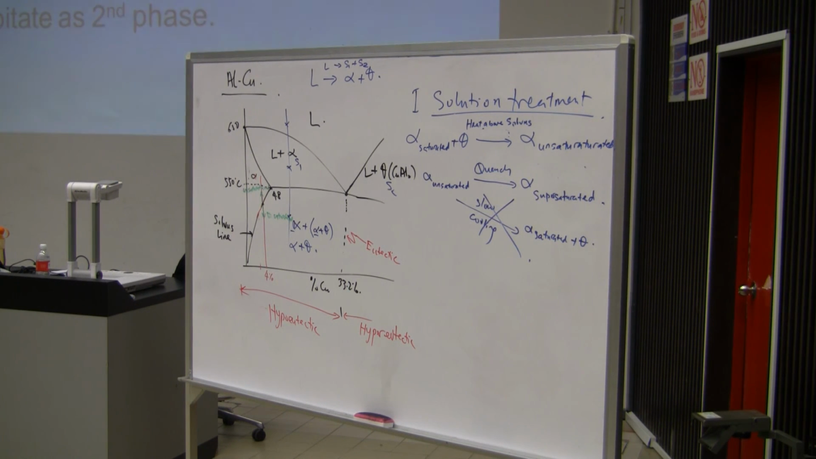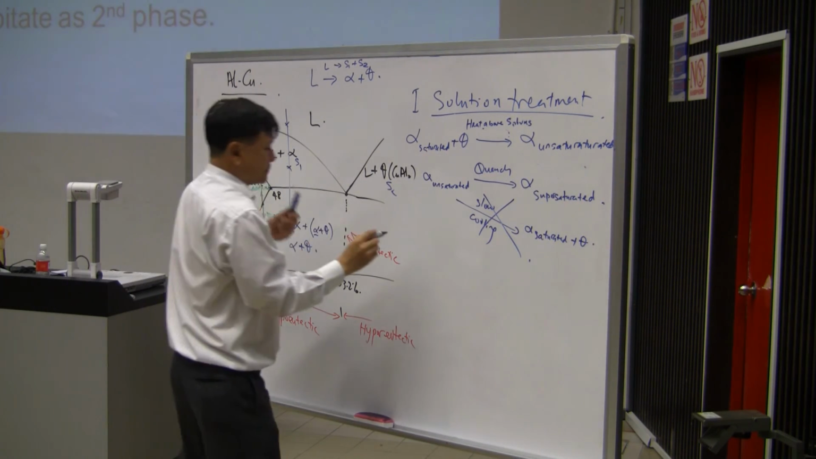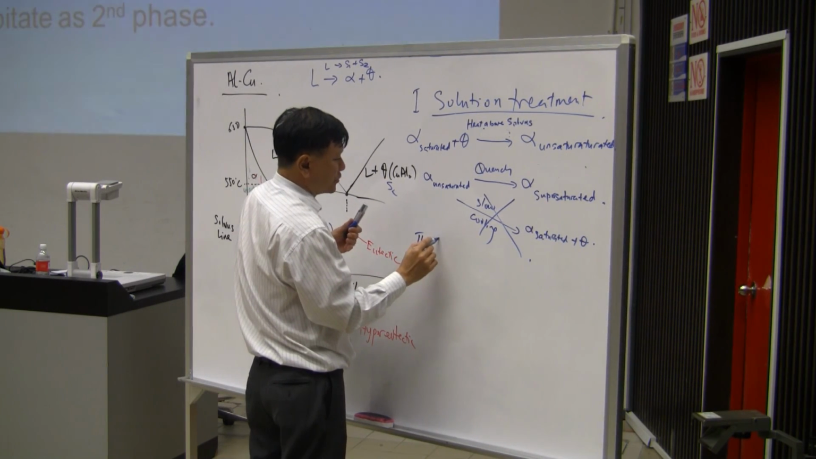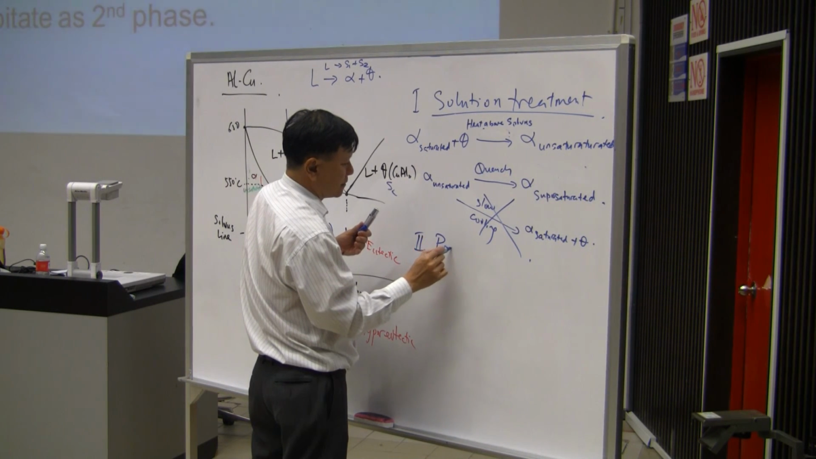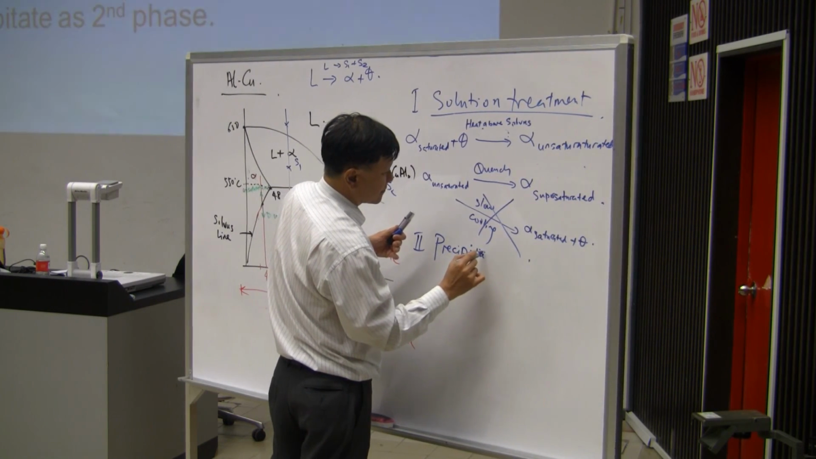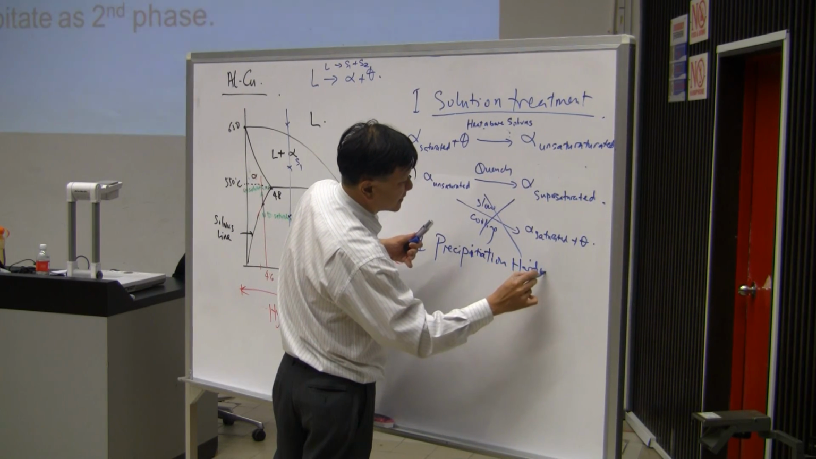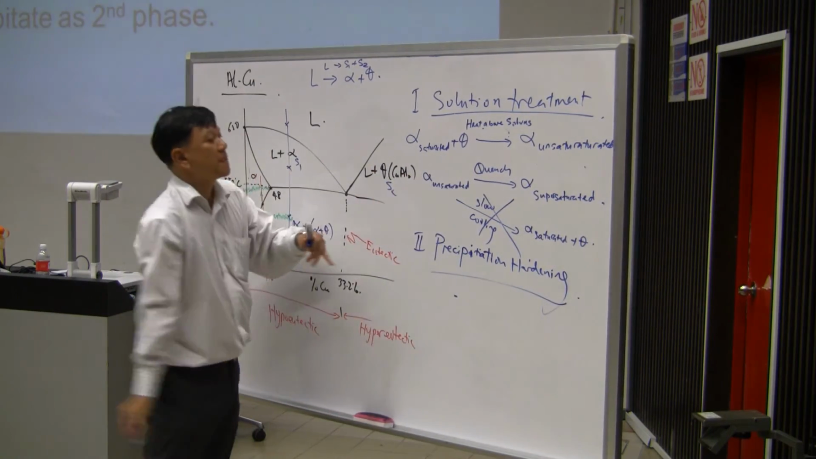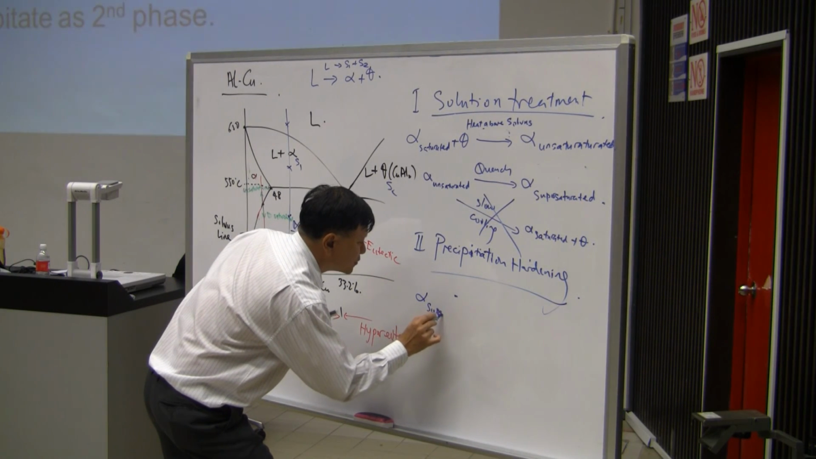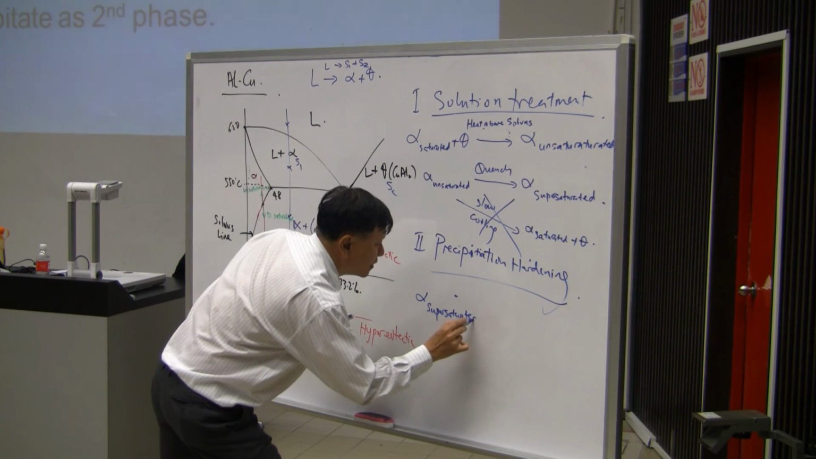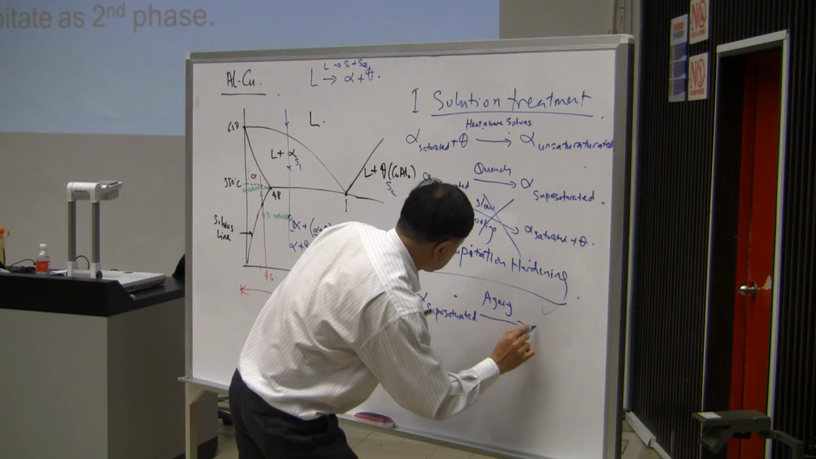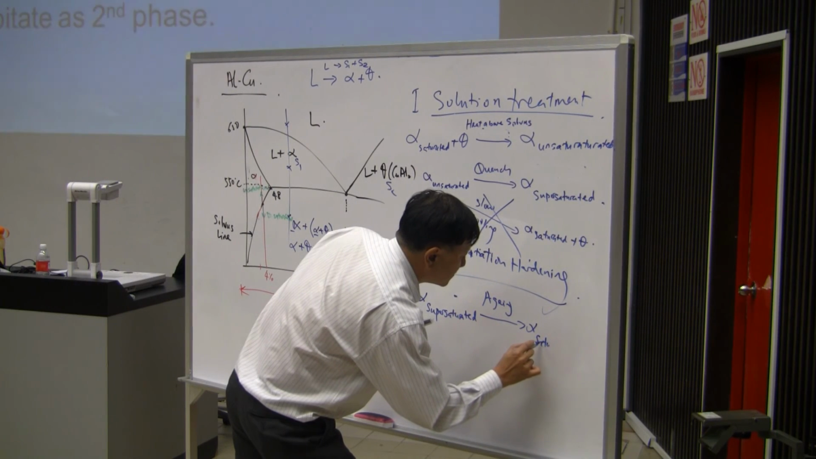Alright, what is the next part of your heat treatment? Part 2 is what? Precipitation hardening. Okay, precipitation hardening is this. Alpha supersaturated, you do aging. When you do aging, you will get alpha saturated.